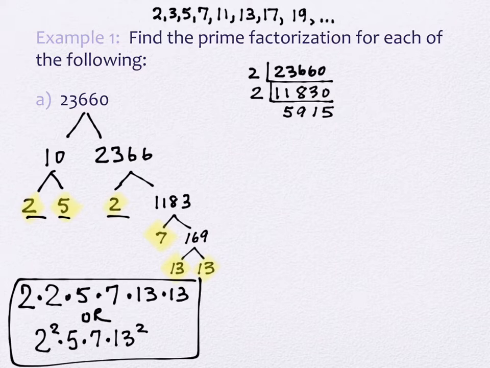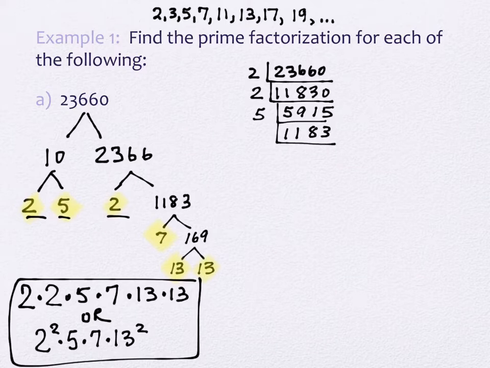So 2 does not divide the 5,915. Will 3 divide it? No. If you add that together, it is not divisible by 3, so we skip over 3. Will 5 divide it? Yes. Yep, so we go to 5 next. So what is 5,915 divided by 5? 1,183. Very good, 1,183.